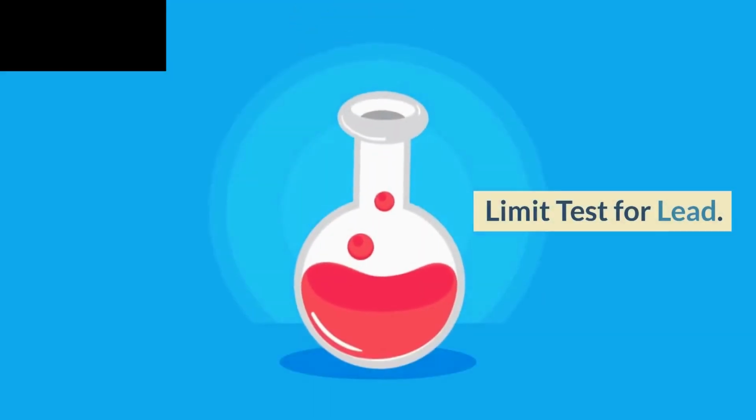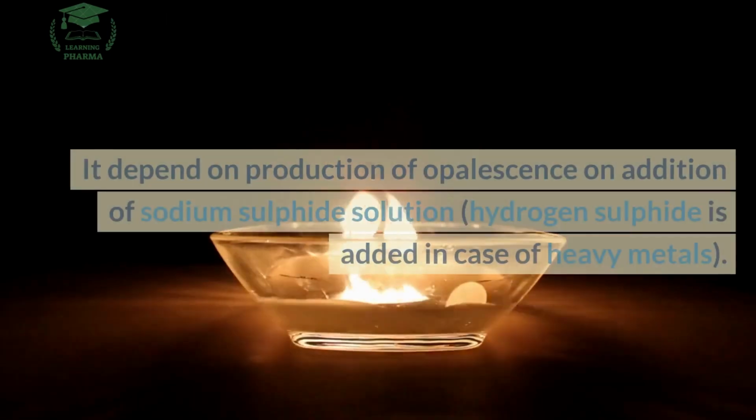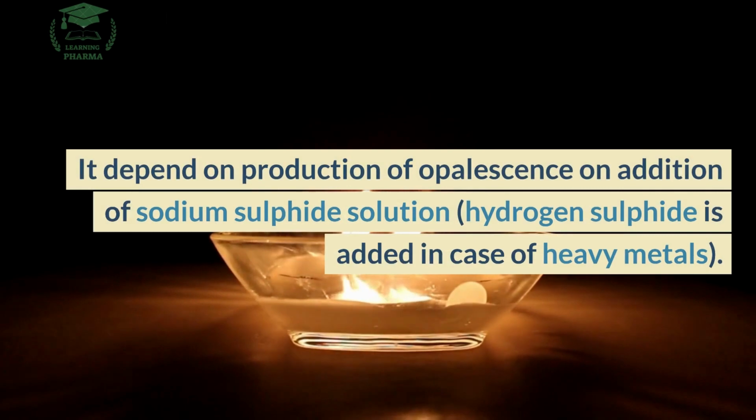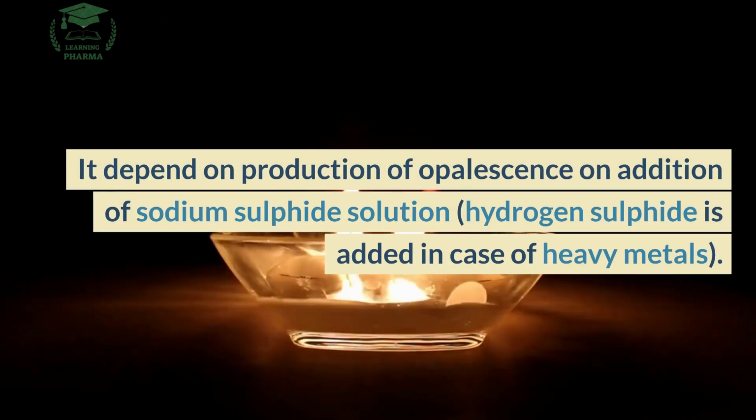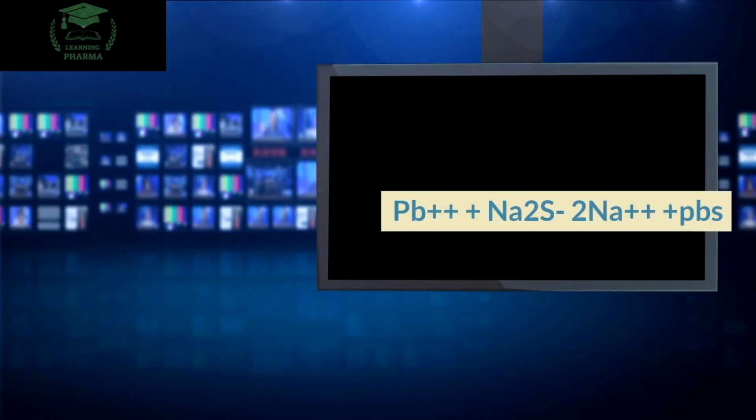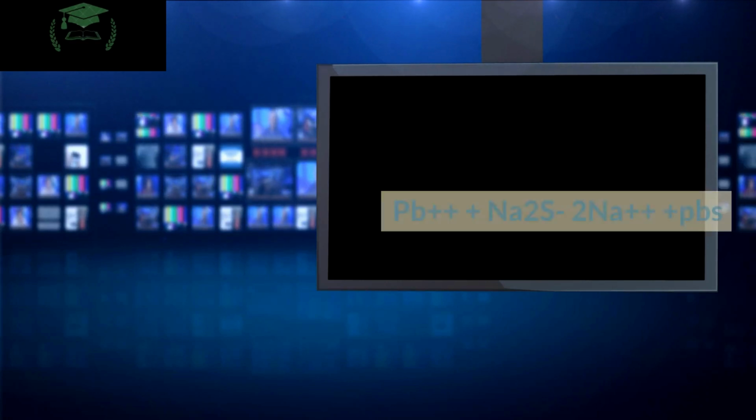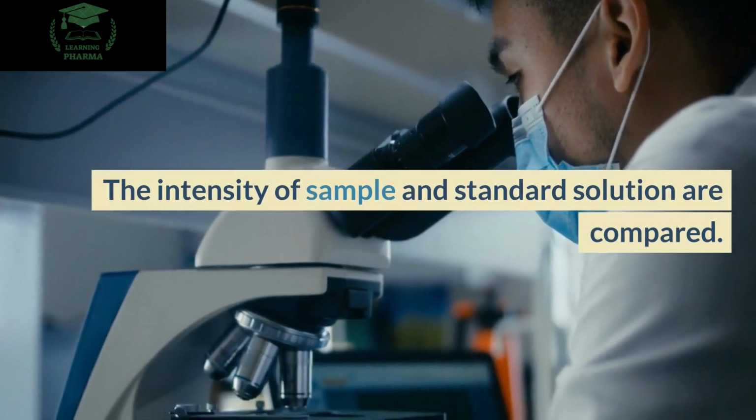Limit test for lead. It depends on production of opalescence on addition of sodium sulfide solution. Hydrogen sulfide is added in case of heavy metals. Pb++ plus Na2S gives PbS plus 2Na+. The intensity of sample and standard solution are compared.